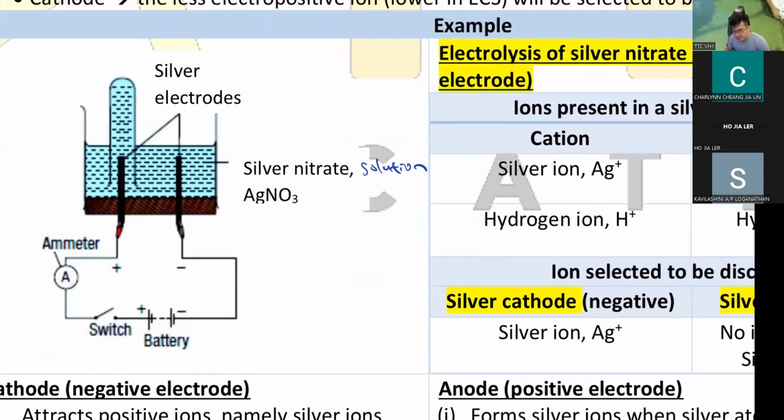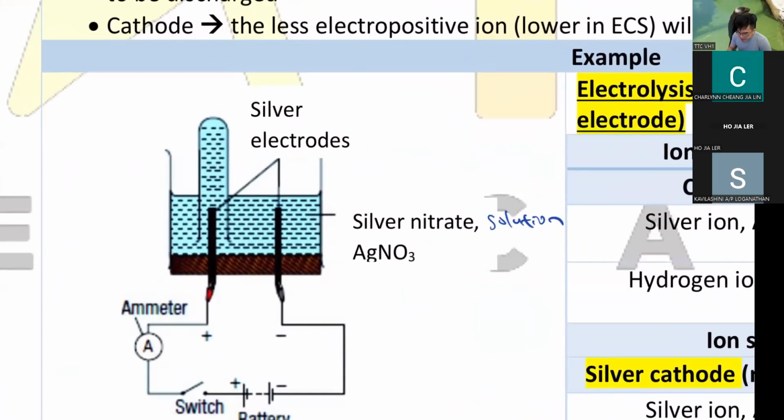Situation 3 is when the electrode is the same as the metal here. Okay, what do I mean? You see, this water inside here is silver nitrate, right? Silver is the guy, nitrate is the girl. Silver is the guy swimming inside here. And then these two sticks happen to be silver.